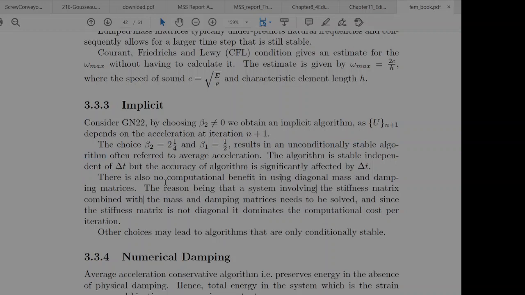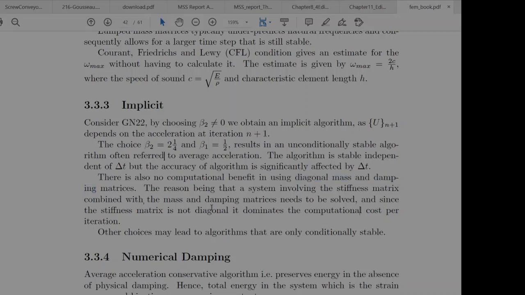The other aspect here is when we use a diagonal mass matrix for the implicit schemes, there's usually no benefit of using any diagonalization of the mass matrix. So this is often why these systems typically use the normal full or the consistent mass matrix. Okay, that's really what it boils down to.